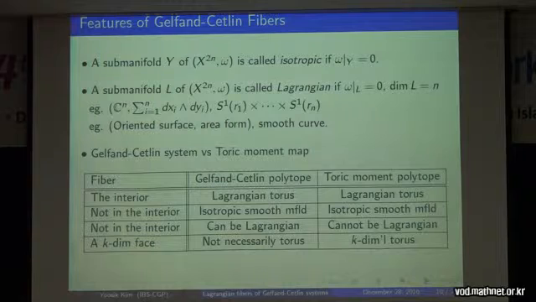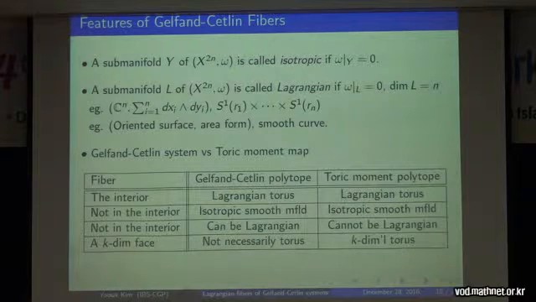So now we are interested in the fibers of the Gelfand-Cetlin system. Okay, so before explaining the features of the Gelfand-Cetlin fibers, let's give some definitions. A submanifold Y will be called isotropic if the symplectic form vanishes when we restrict it to that given submanifold Y. And in addition, if the dimension of the submanifold happens to be half-dimensional, then the submanifold L will be called Lagrangian.